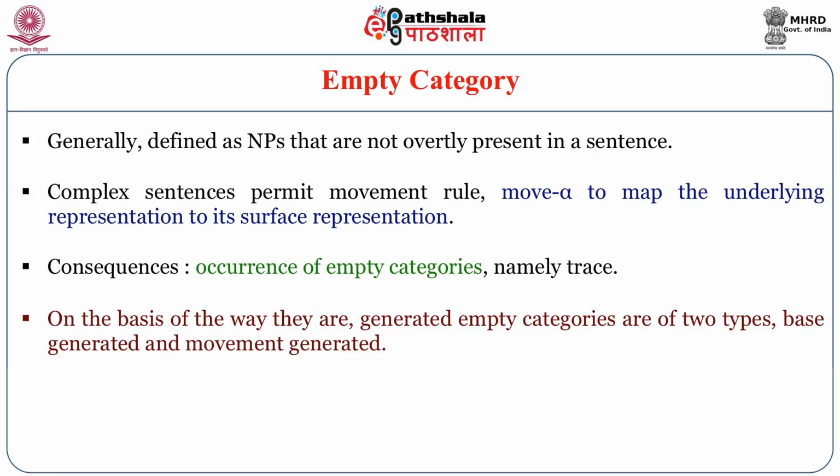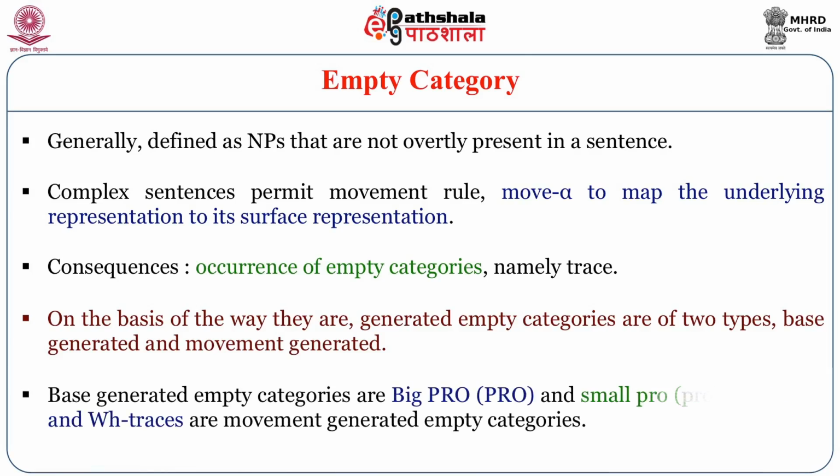On the basis of the way they are generated, empty categories are of two types: base generated empty categories and movement generated empty categories. Base generated empty categories are big PRO and small pro. NP traces and WH traces are movement generated empty categories.